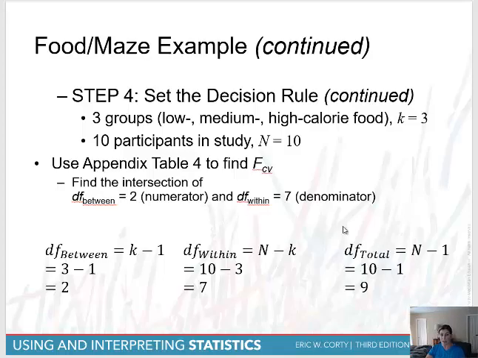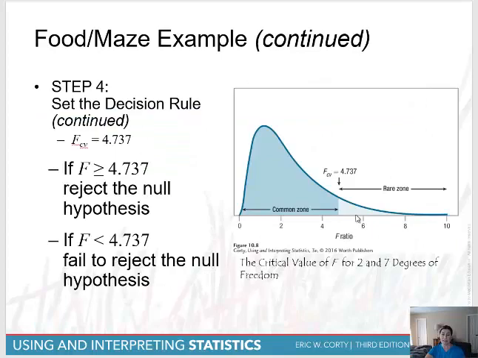And then our denominator degree of freedom, that's our noise. And that has to do with individual differences, right? So we have 10 individual cases. So 10 minus 3 conditions is 7, okay? And that's the denominator. So we go to the back of the book, look at the appendix, and we find the critical value for 2 and 7 degrees of freedom. And we find that it's 4.737.